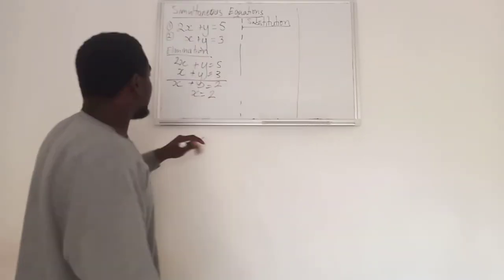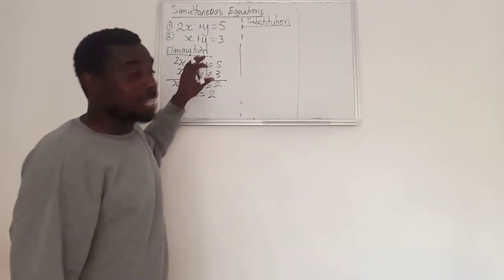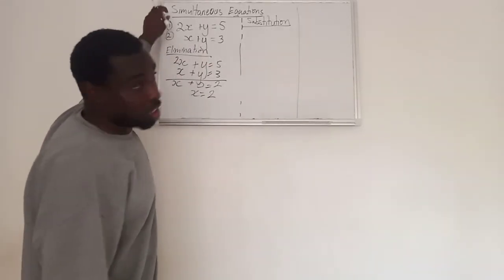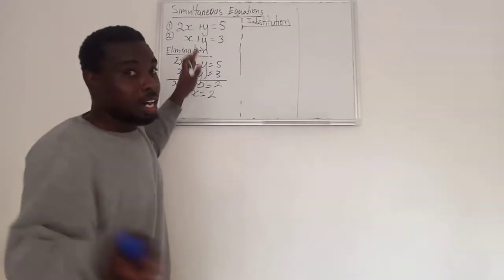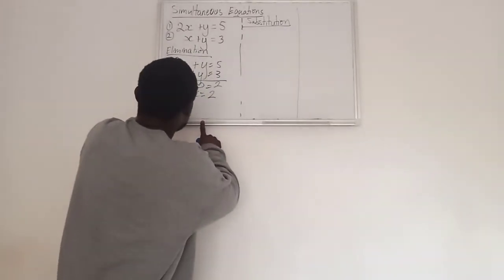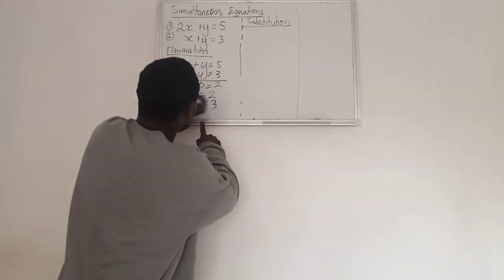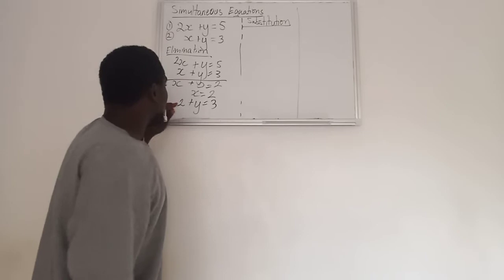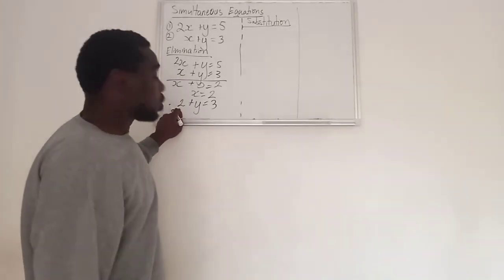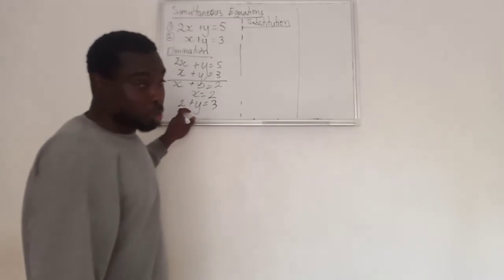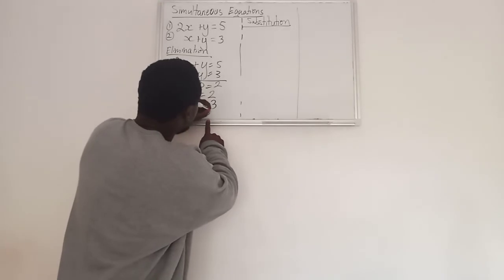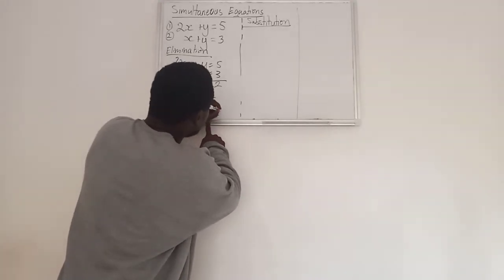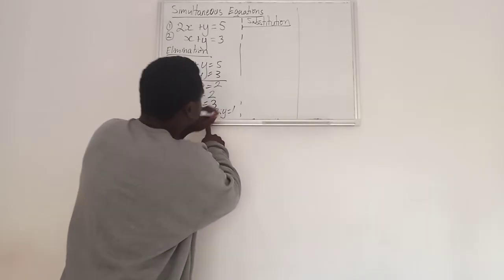And once we find that x equals 2, we substitute 2 for x into any of these equations. So it can be either equation 2 or equation 1. Let's use equation 2 because it's so much easier. So here we substitute 2 for x. So where x is, we put 2. So we have 2 plus y equals 3. And then we solve for y. Now, in order to get rid of this 2 from this side, we'll have to subtract 2. And if we subtract 2 from this side, we must do it over here as well. So y is equal to 3 minus 2. And that means y equals 1.